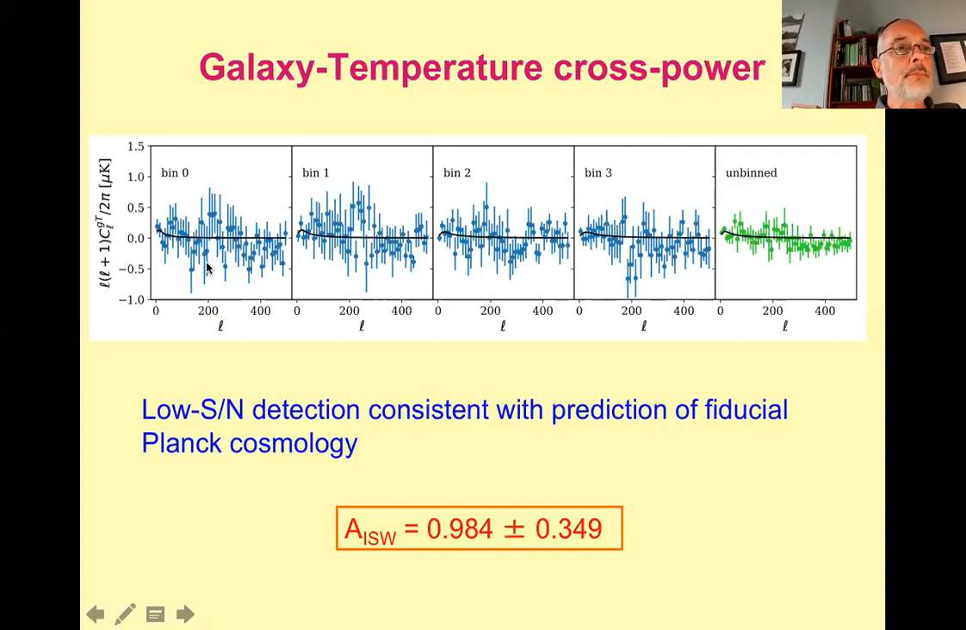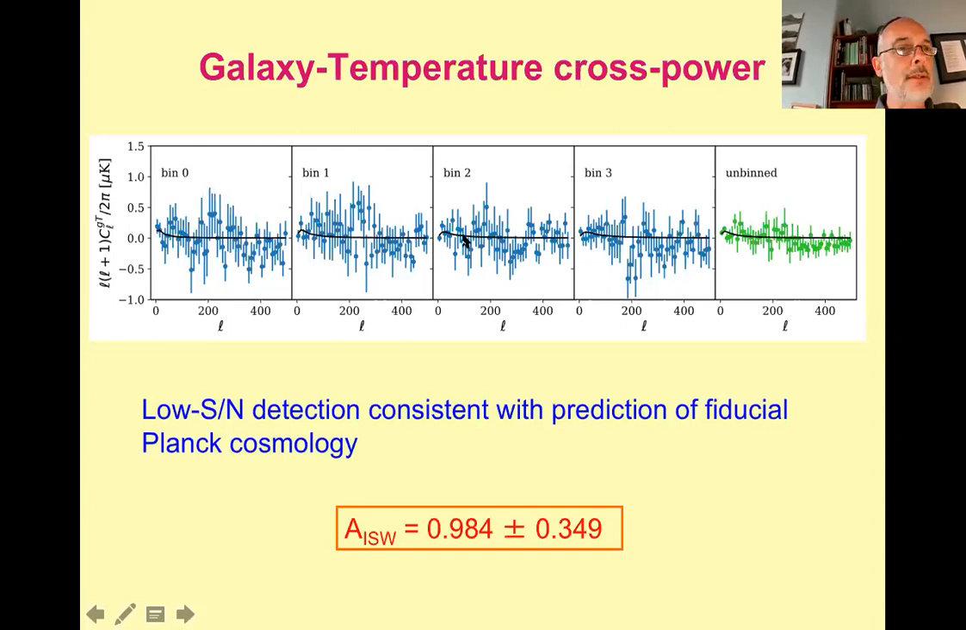The results are the blue points. These are cross powers with all the different tomographic bins, and the black line, which barely departs from zero, is only at very low harmonic numbers, below about 50, so rather large scales, tens of degrees, that there's predicted to be any signal at all. In any one of those bins, you would rightly say, I see no strong evidence that signal is present.